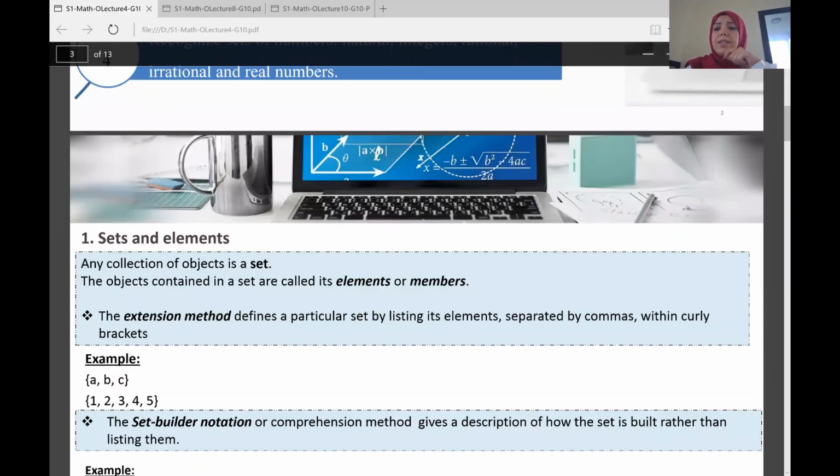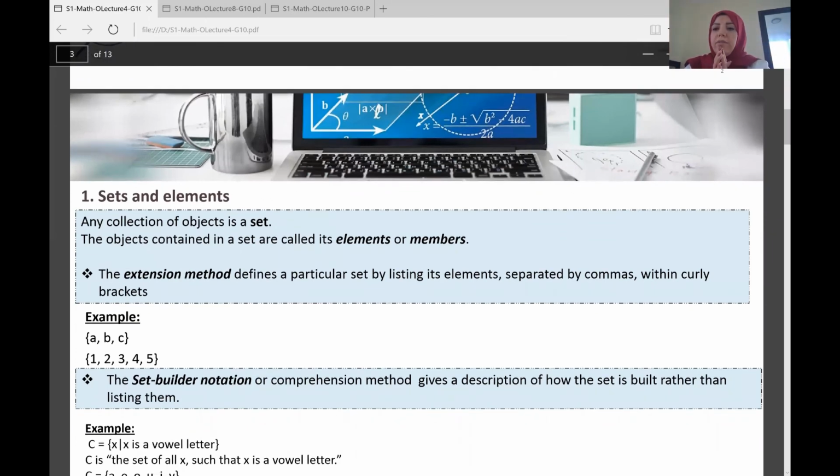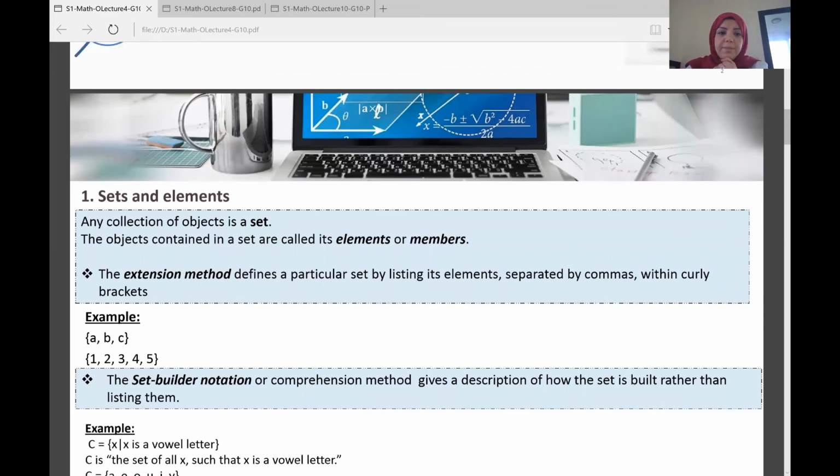So let us first define what's the meaning of a set. A set is any collection of objects. So a set includes elements or members. In order to write a set, we write it in 2 methods. The first method is the extension method, and the second one is the set builder notation.